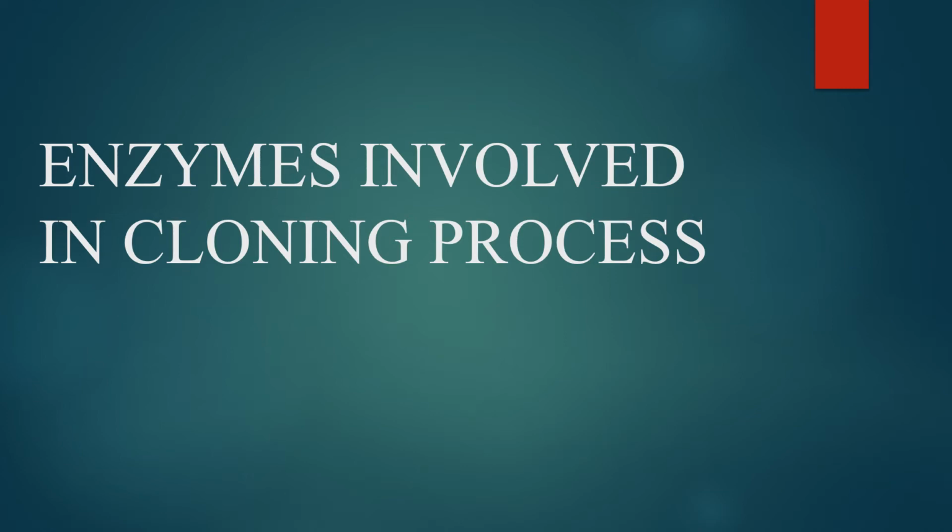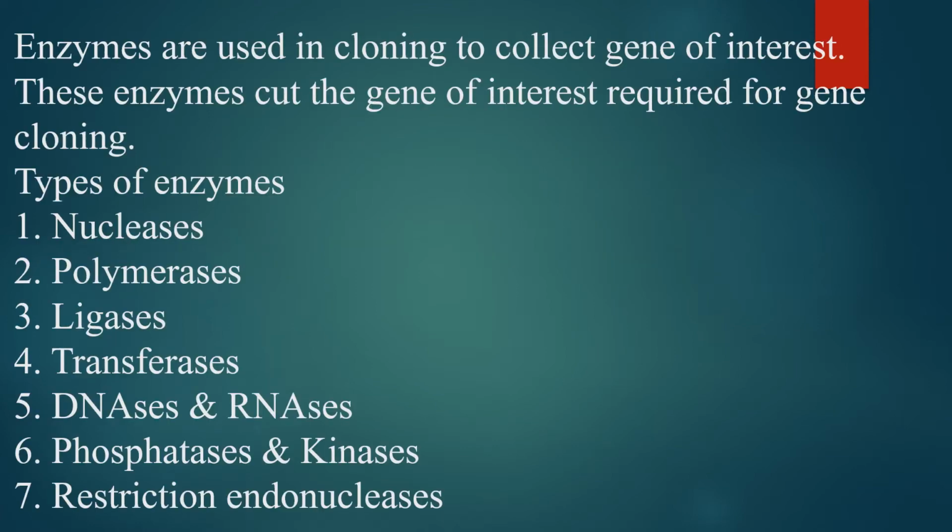Today, I'm going to tell you about enzymes involved in the cloning process. Enzymes are used in cloning to collect the gene of interest. These enzymes cut the gene of interest required for gene cloning. Types of enzymes: nucleases, polymerases, ligases, transferases, DNases, RNases, phosphatases, kinases, restriction endonucleases.